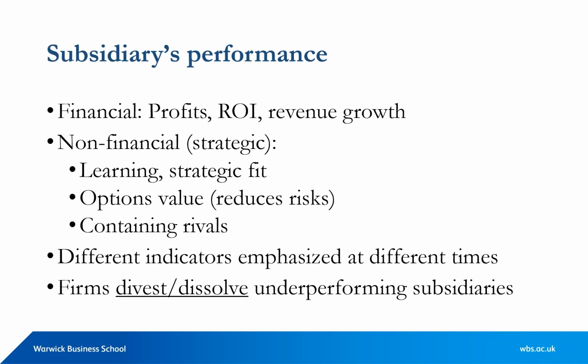Now, a note on subsidiaries' performance. A parent firm assesses the performance of a subsidiary by financial indicators or non-financial, that is, strategic indicators. Profit, return on investment, and revenue growth, etc., are some financial indicators. Depending on the mandate of subsidiary, a parent firm can evaluate subsidiaries' performance in terms of learning, strategic fit with other operations, options value, that is, whether the subsidiary reduces the overall supply side or demand side risks for the firm, and competitive repercussions.